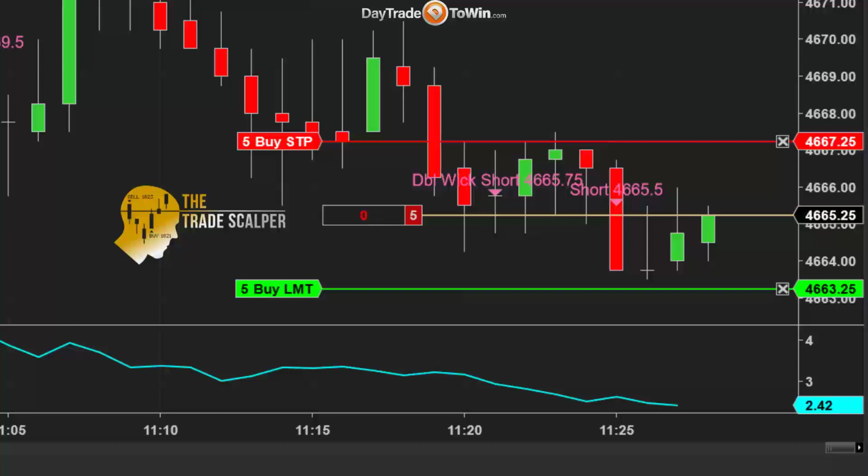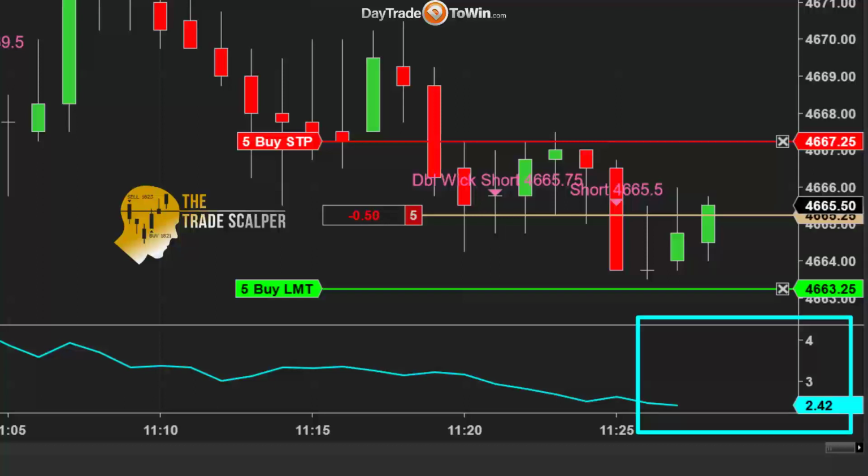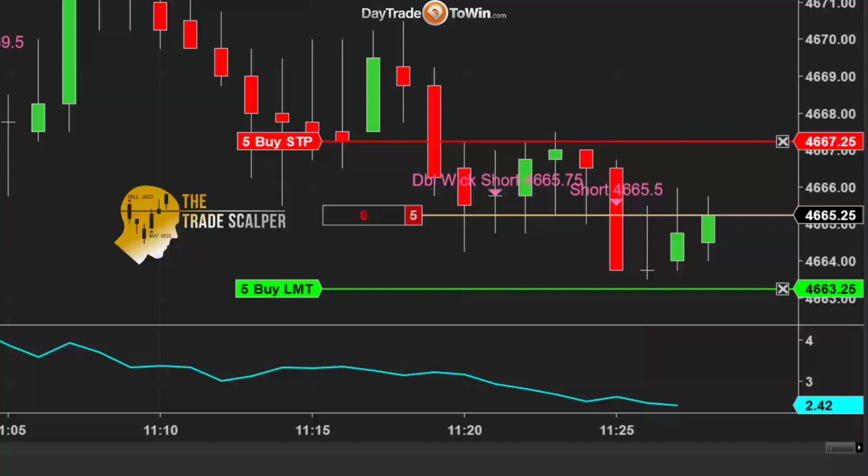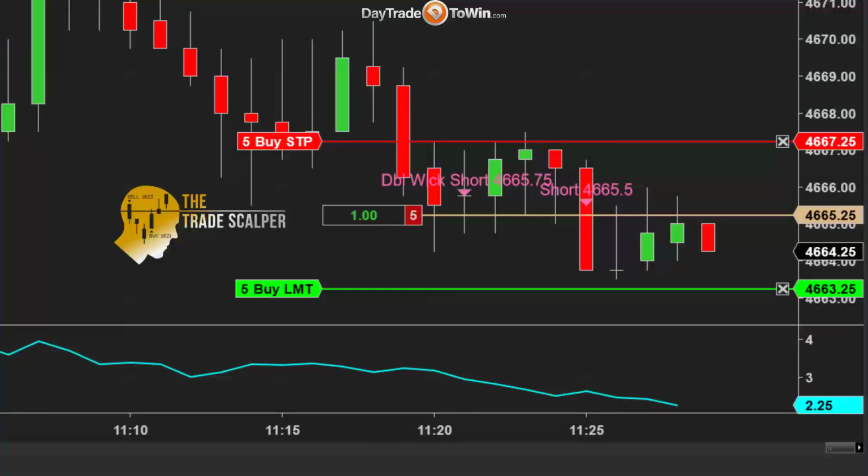So looking at this, I can see on the ATR it's 2 points, 2.25 points. That blue line there allows me to know what I can expect out of this trade. So that's very specific. I have a specific entry on the Trade Scalper software, so I know exactly where I want to go short.